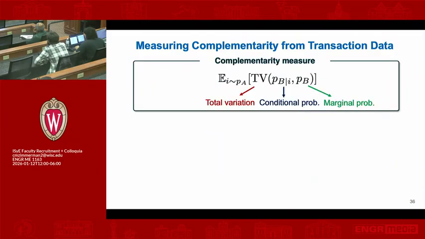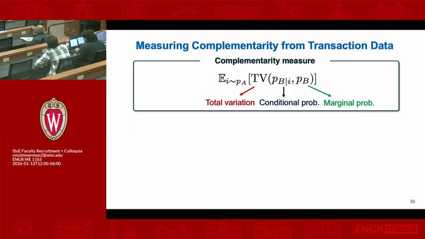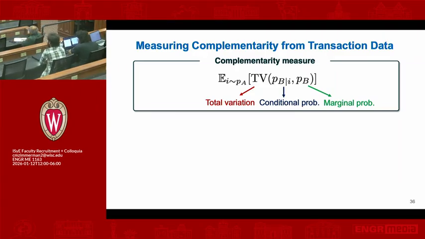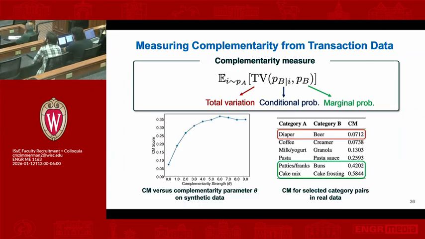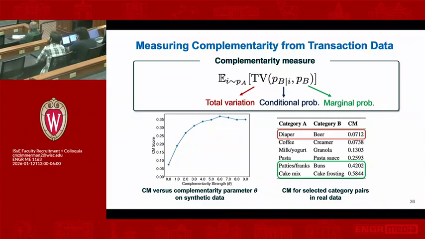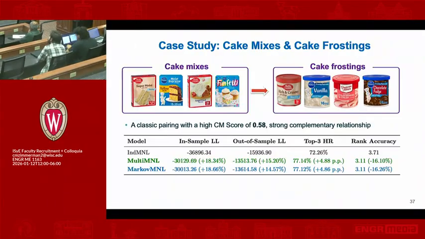Here we define a heuristic metric, and I will skip this metric due to time, but I will be more than happy to talk about it offline. Essentially, we are comparing the difference between the marginal choice probability for B and the conditional choice probability for B. We also validate this metric on both synthetic data and real-world data. Finally, with this metric, we identify some categories that do have strong complementarity.